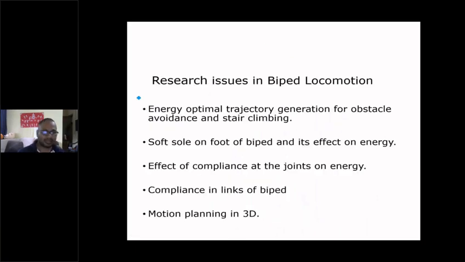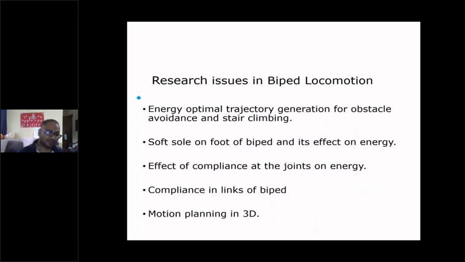Now, there is some research which we can do. You can generate an energy-optimal walking pattern, which can be used during obstacle avoidance and staircase climbing. At that time, human locomotion consumes more energy. So you can work in this direction so that you can optimize the energy.